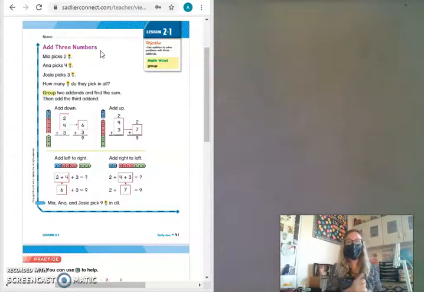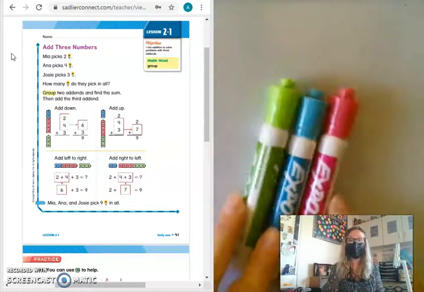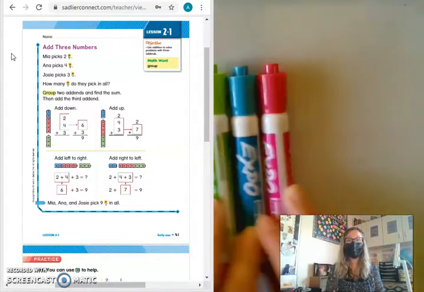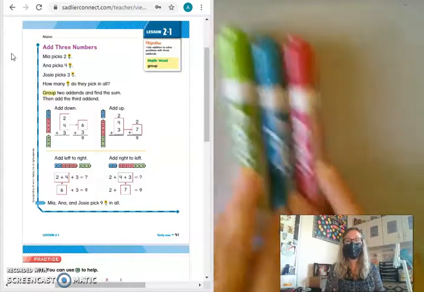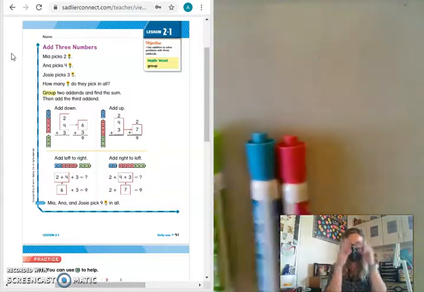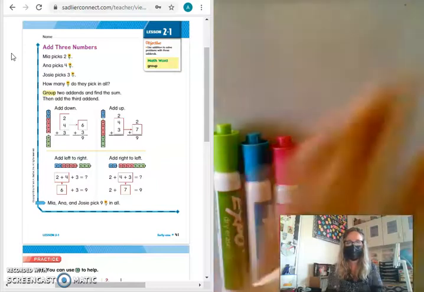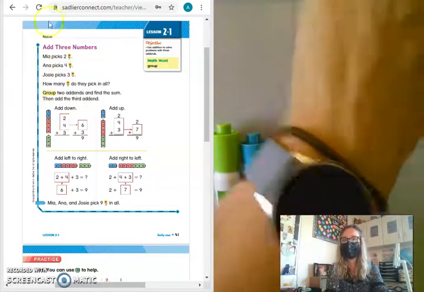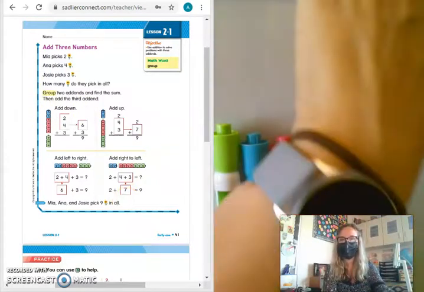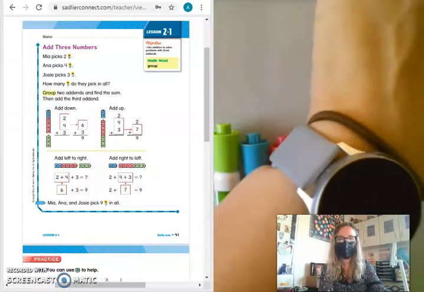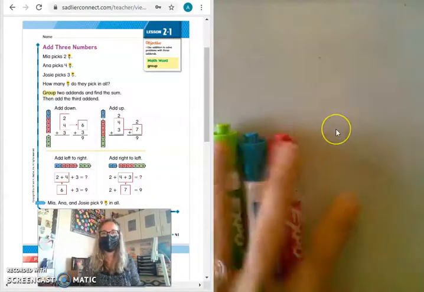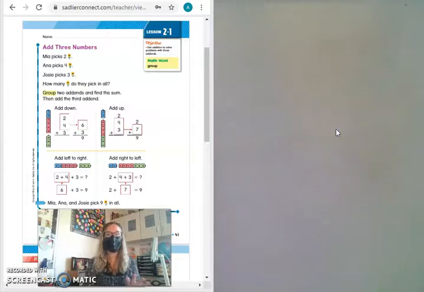If you look at the example they have for us here on page 41, we have friends who are picking flowers. I have 3 different color markers here just to show you the 3 different friends, to help you visualize what we're working with. I'm going to move myself to the other side of the screen, so I can use this whole space to go over this problem.